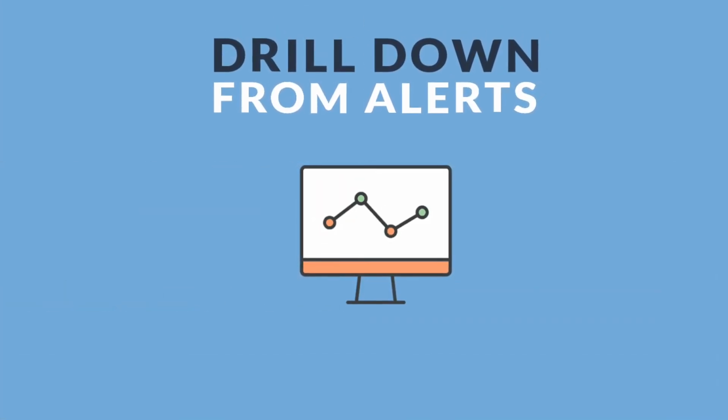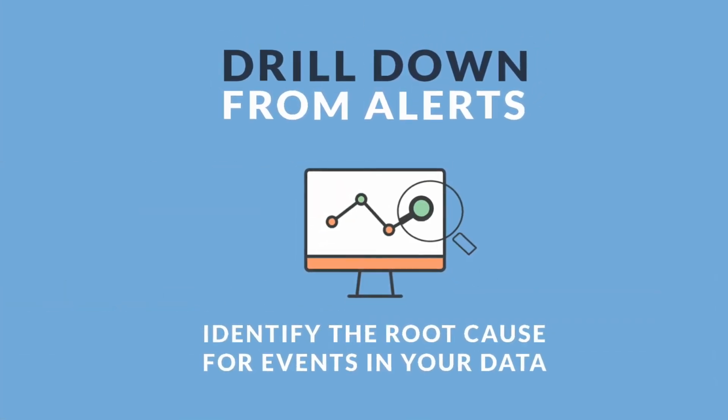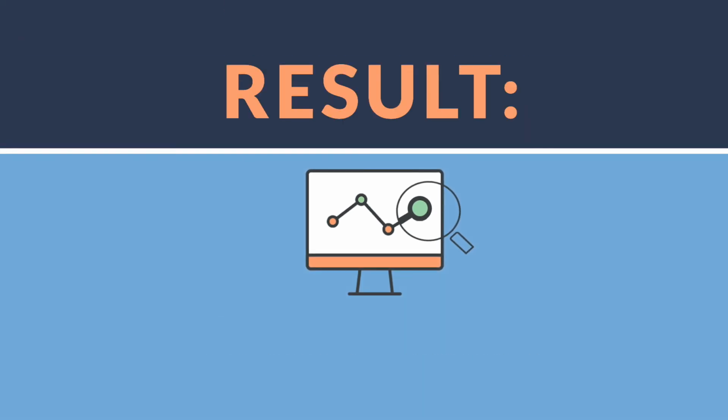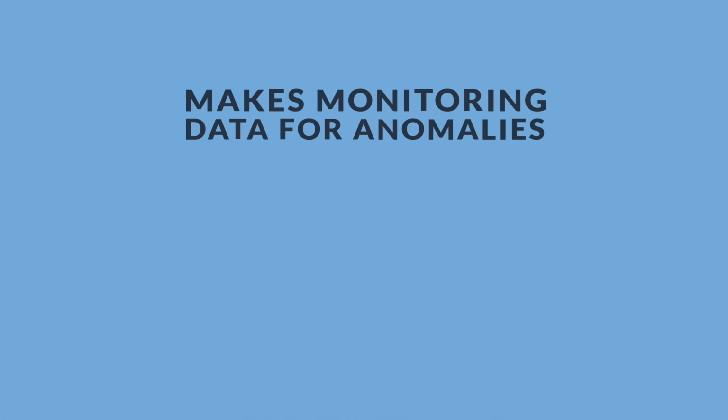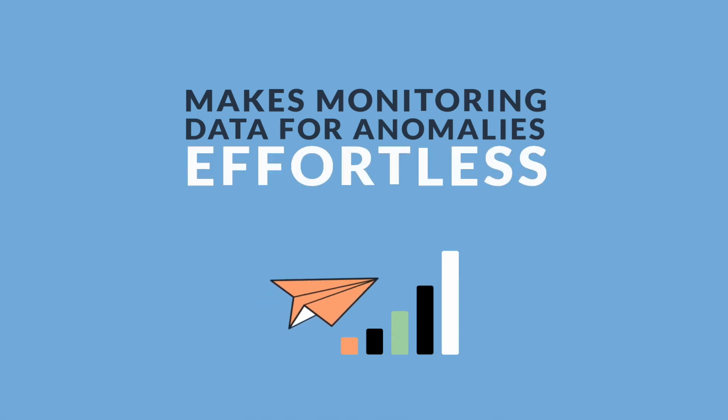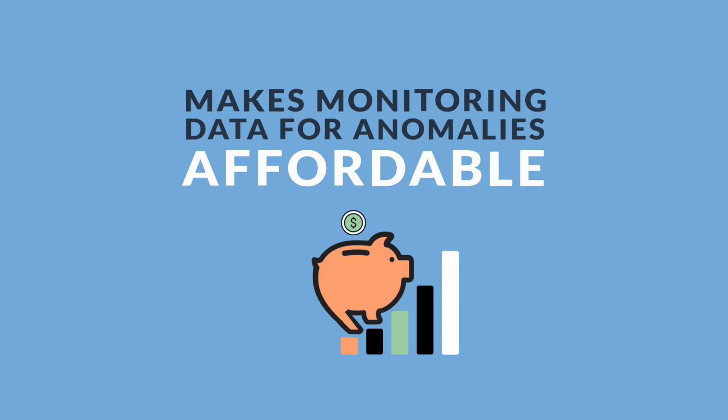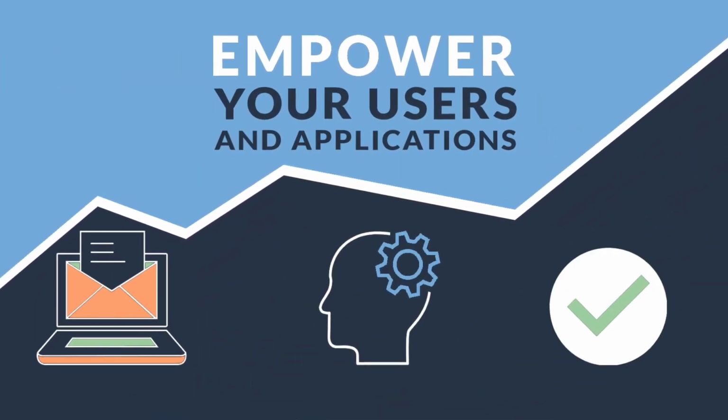Users can drill down from alerts and quickly identify the root cause for events in your data. As a result, they can act immediately. Skedler makes monitoring your critical business data for anomalies effortless and affordable. Empower your users and applications to take quick corrective actions.